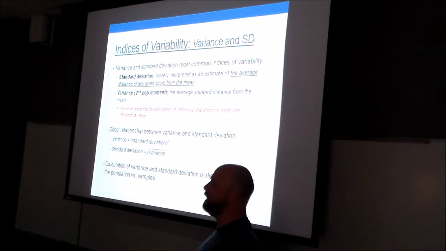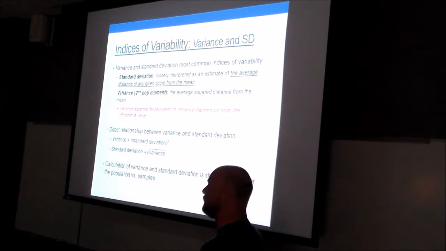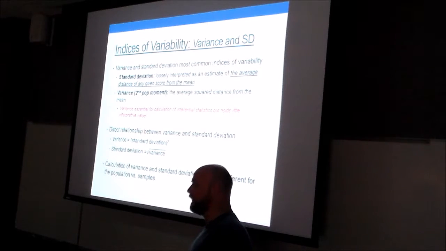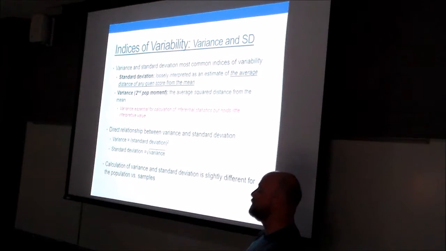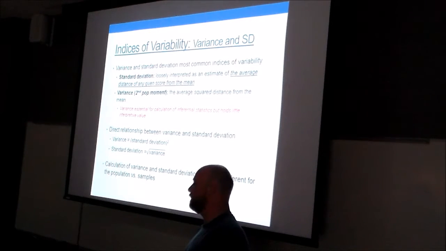But variance in and of itself doesn't have a strong conceptual interpretation. I mean, conceptually, it's the average squared distance from the mean, but that doesn't mean a lot to us generally. If we take the square root of that, then we get the standard deviation, and we can say, this is the average distance of any randomly selected score from the mean. Variance in and of itself doesn't have much strong interpretive value.